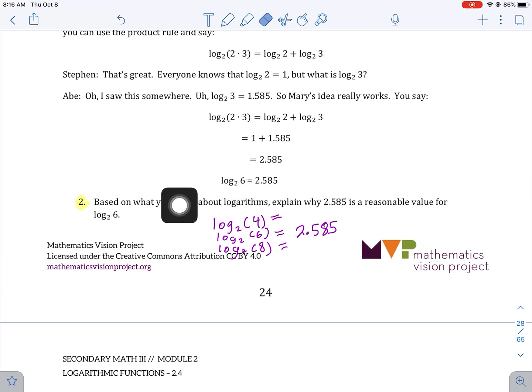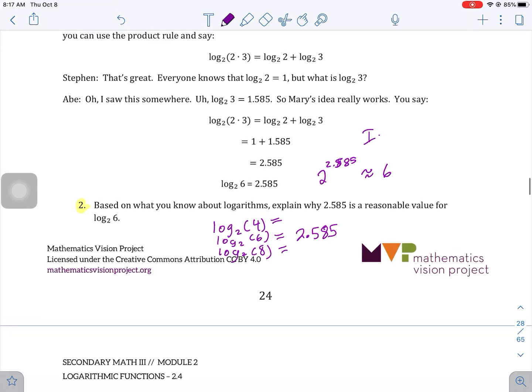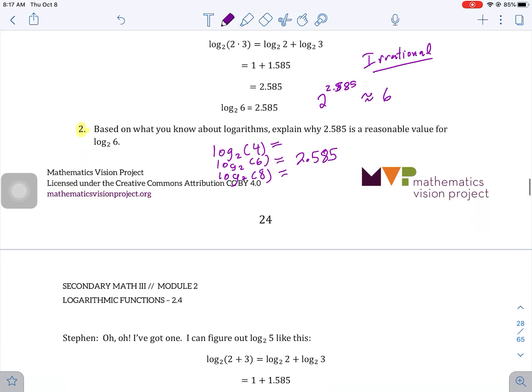They give us some values, like they give us the fact that the log of 6 base 2 is 2.585. That means that 2 to the 2.585 is approximately equal to 6. Now, because it is irrational, it's not going to be equal to it, but it's close. And you can check for reasonableness.